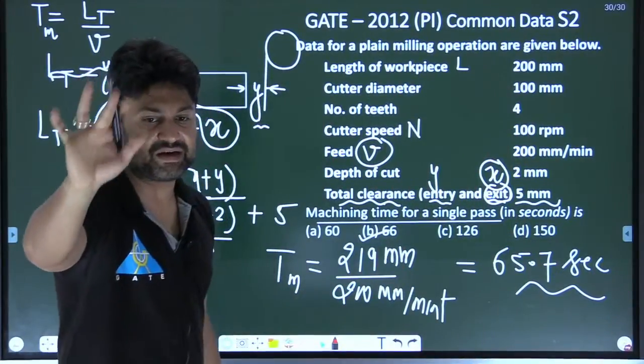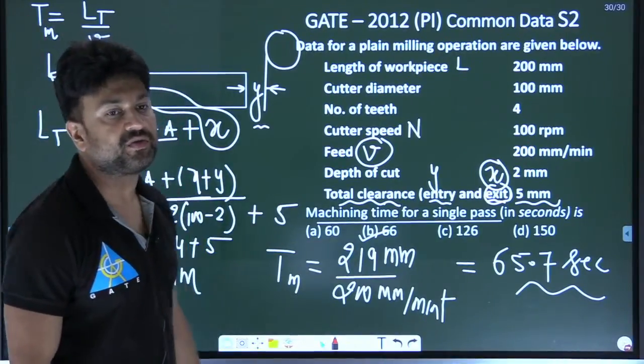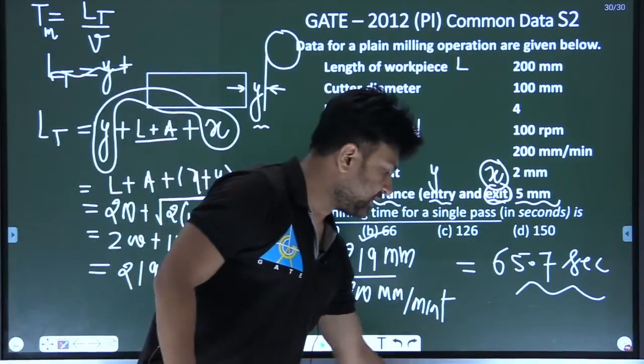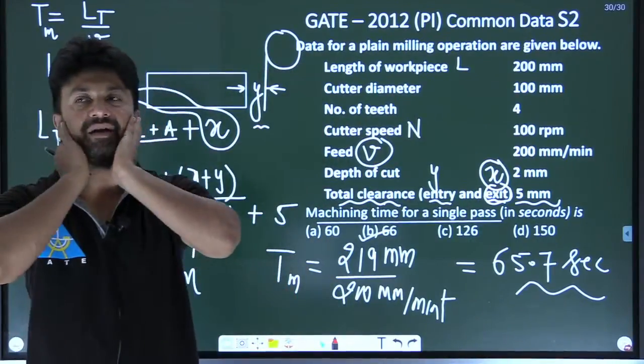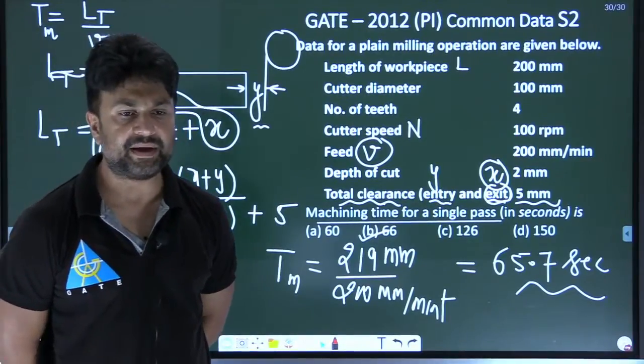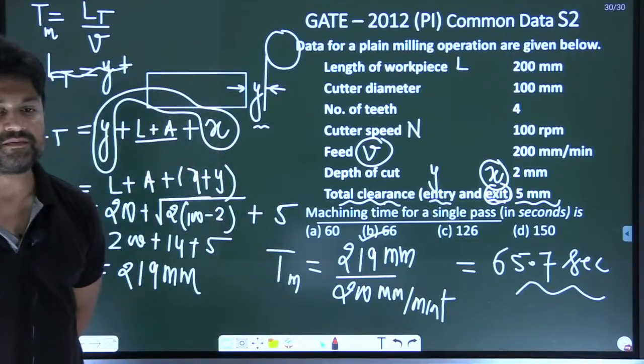B. Is that clear? The nearby option is B. Tell me yes or no. Is that clear?